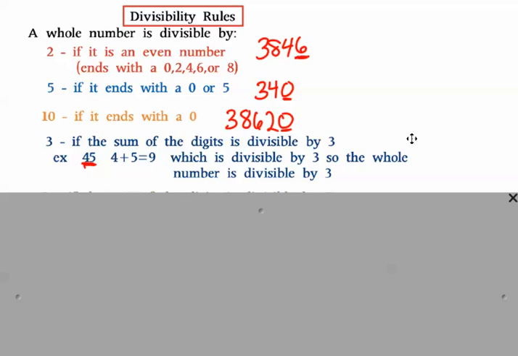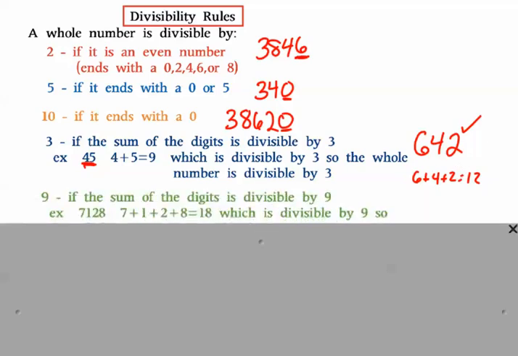Okay? So let me try a number. Okay, let's look at this number right here. So if I were to add these digits together, 6 plus 4 is 10, plus 2 is 12. So 6 plus 4 plus 2 equals 12. Is 12 divisible by 3? Yes, so the whole number is divisible by 3. Okay? All right, let's look at 9.